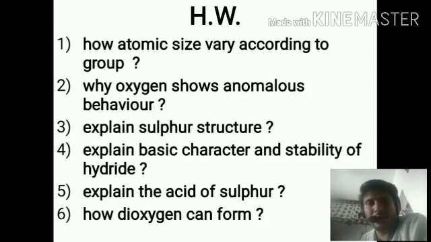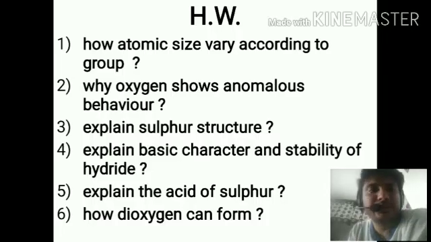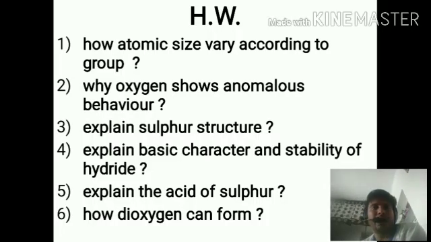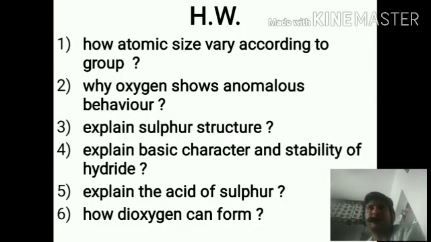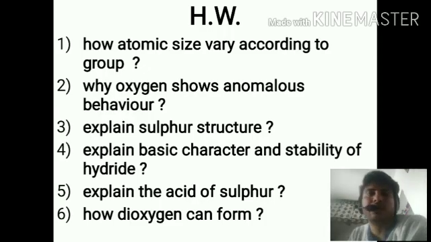Okay, now we have to finish this video. The remaining topics of this chapter we will discuss in the next video, and some important questions are given. Question number one: how does atomic size vary according to the group? Question number two: why does oxygen show anomalous behavior? I think you know the answer: due to small size and absence of vacant d orbitals.